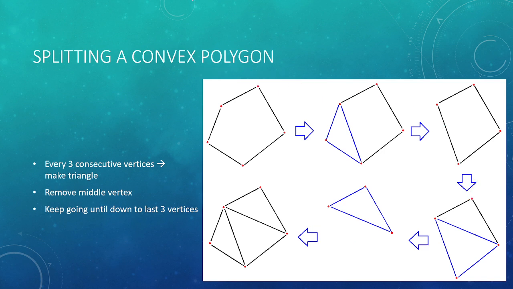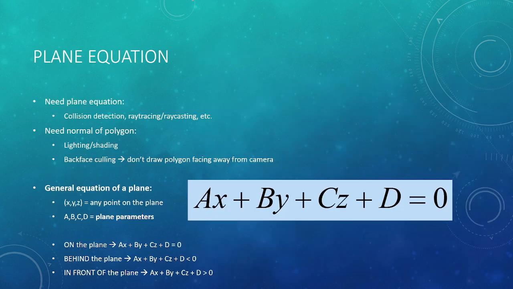Splitting the convex polygon: take every three consecutive vertices to make a triangle. In each and every point we can define three points, take the consecutive vertices and make the triangles. So remove the middle vertex and keep going through the vertices.